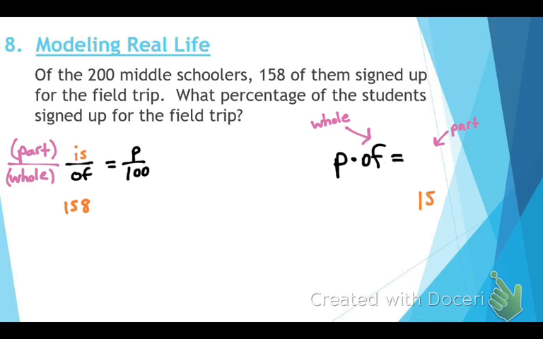And I want you to see in the end that you will get, hopefully, the same answer no matter which way you do it. You guys do not have to do it on your notes both ways unless you just want it in your notes, okay? Let's go next to the "of." The "of," we said, is the whole amount. What is the whole number of middle schoolers here in the school? 200. So we're going to now replace the "of" with 200.